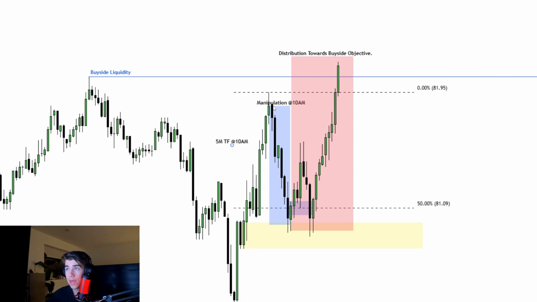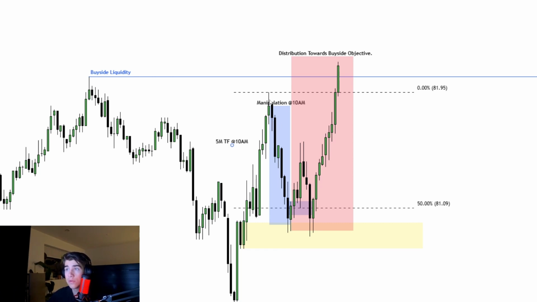So we open up here on the 4-hour time frame. A new candle opens here, then goes lower. This is the manipulation phase, right? We take out sell side liquidity here. We hit a discount array, right? That then sends us back into a premium towards our buy side objective.